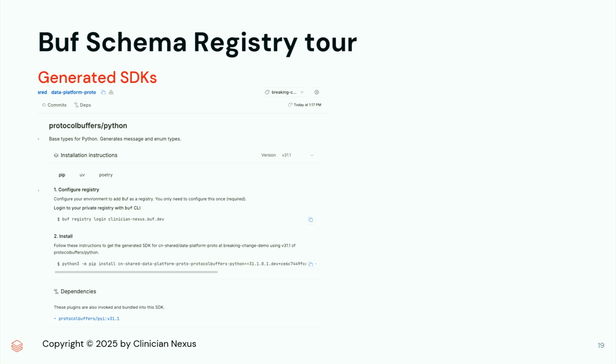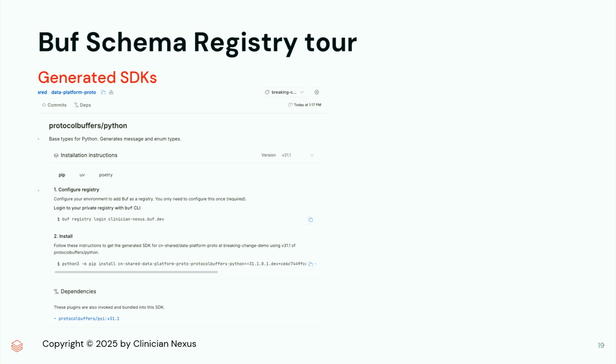The Buf Schema Registry automates all of that for you, and for essentially every version of your schema, whether that's via a commit hash or a branch, you can generate SDKs based off of that. Our team primarily uses the Python SDK generator, but they have generators for all major languages. And this also makes testing schema changes really easy.